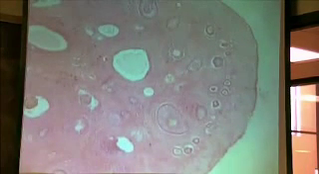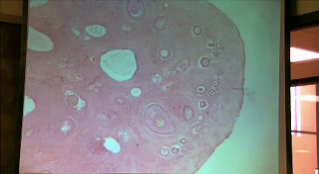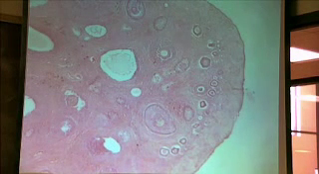Now, this is not a human ovary. A human ovary would be much bigger than this. Okay? Your ovaries are about that big. So, what I want to do now is go to medium power.